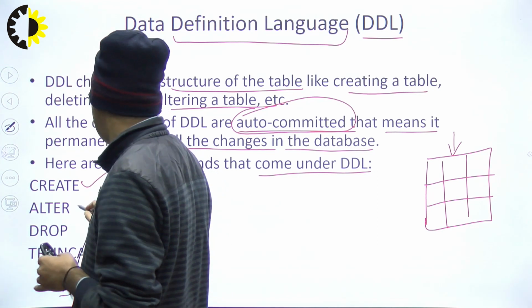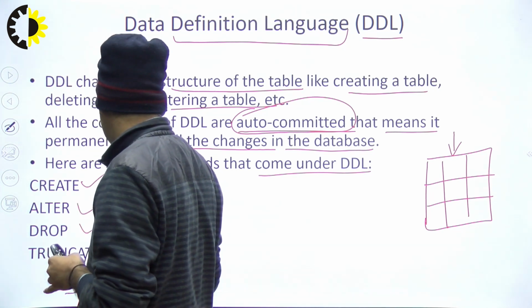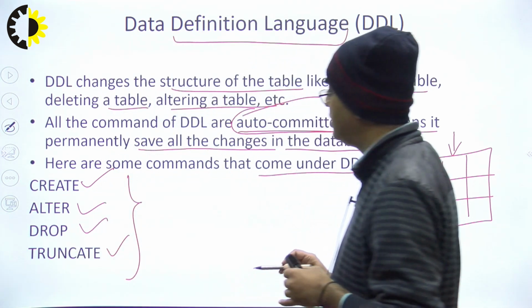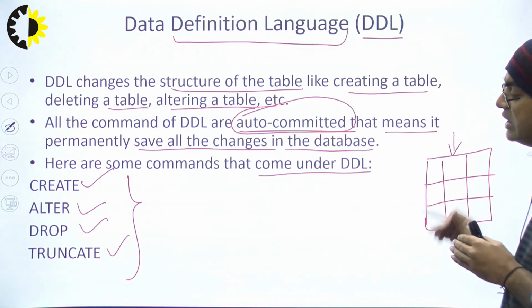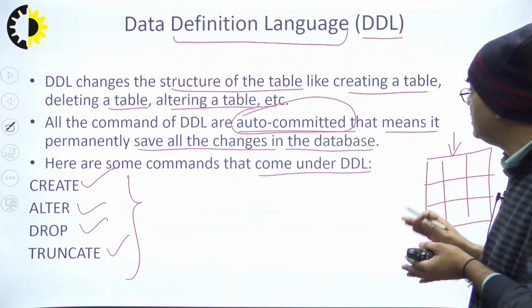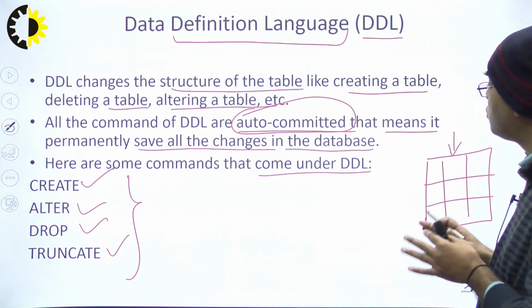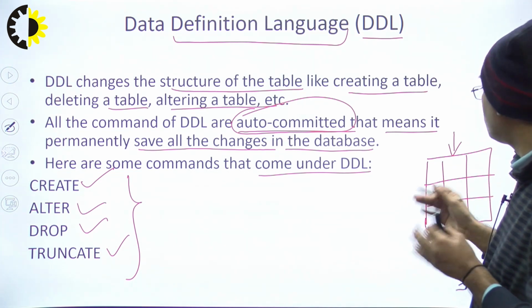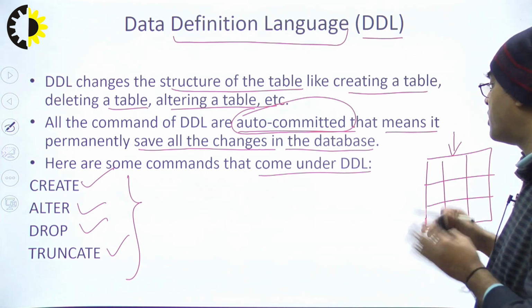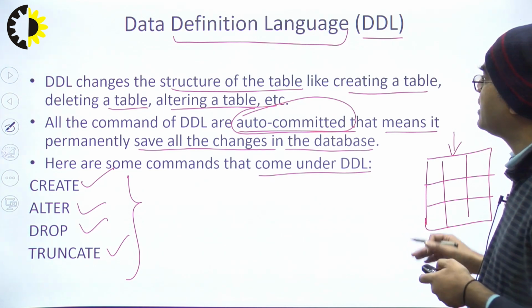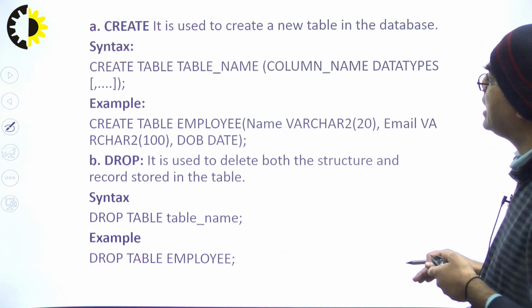Create command, alter command, drop command, truncate. These are the examples of the data definition language commands. After using these commands, whatever the operation, it is auto-committed. There is no need to write the commit statement, because it is auto-committed, and whatever we perform is automatically saved in the database. That is the data definition language.